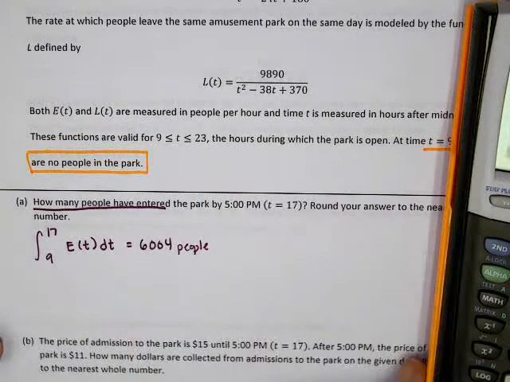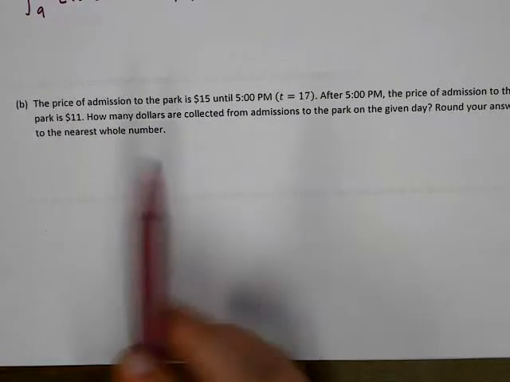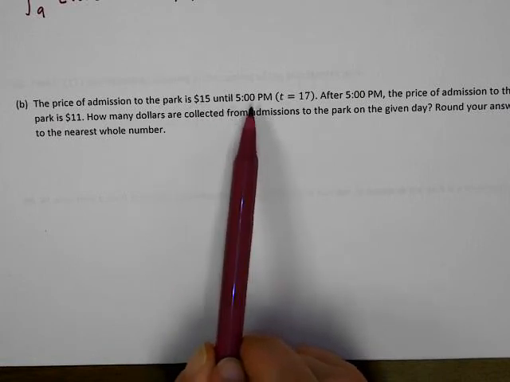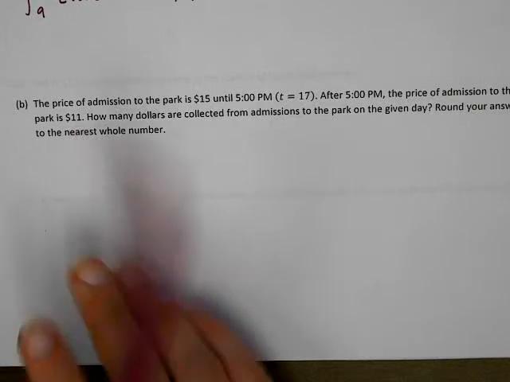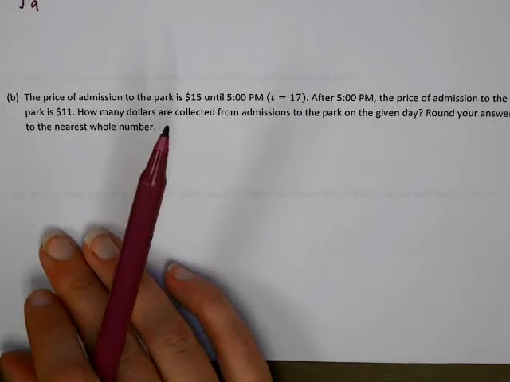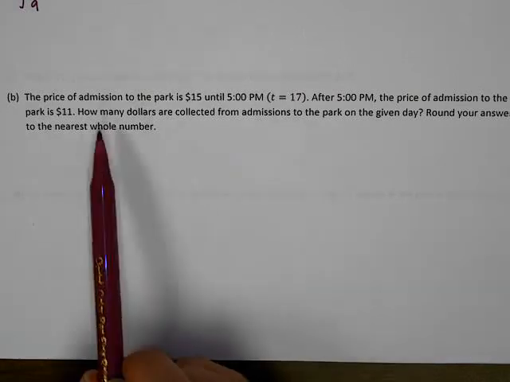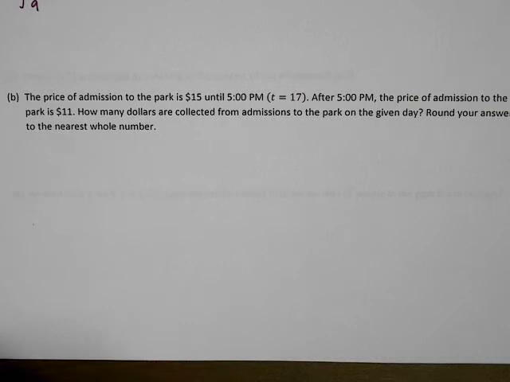Now, if I want to know how many people left, or not how many people left, it says the price of admission is $15 until 5 p.m. After 5 p.m., the price of admission is only $11. It kind of makes sense. A lot of amusement parks, like if you're going to go in at the end of the day, the second half, you get charged less because you can't stay as long. How many dollars are collected on any given day? Round your answer to the nearest whole number.